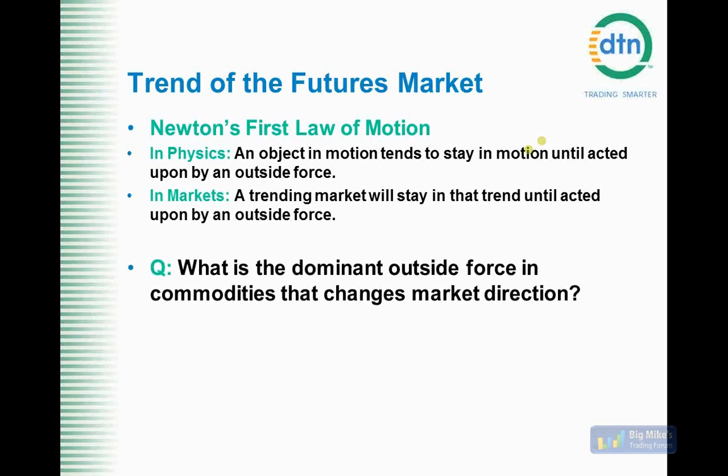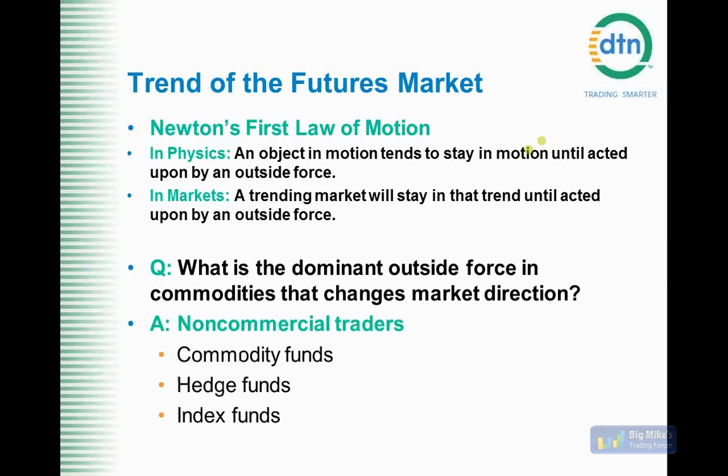And we have to ask ourselves then, what is that outside force that can change the direction of a commodity market? Usually it is the activity of non-commercial traders. And again, we talked about commodity funds, hedge funds, index funds, global investment traders, whatever you want to call this group. That's the force. When they move their money in or take their money out, that's what changes the direction of the market. That's the outside force that can create a new trend and move us in a different direction. That's why we follow it.